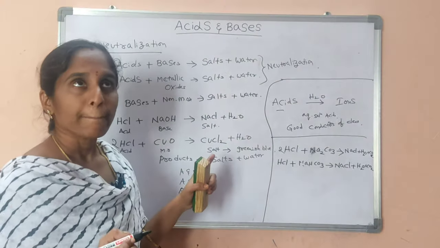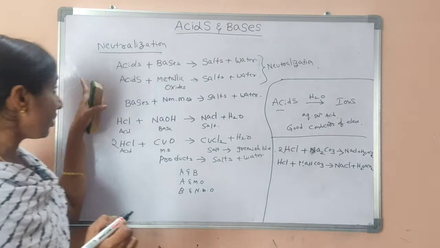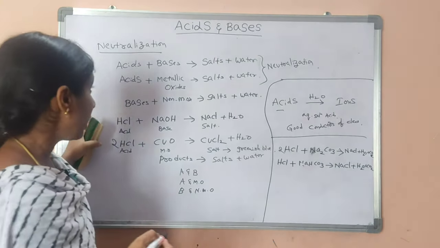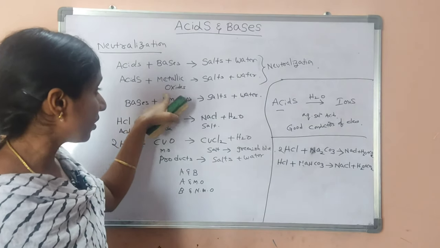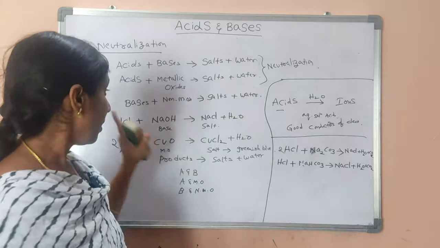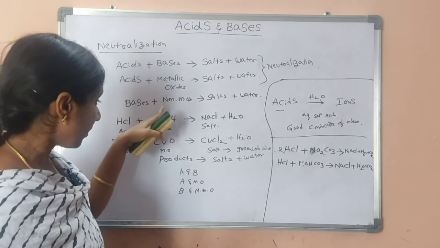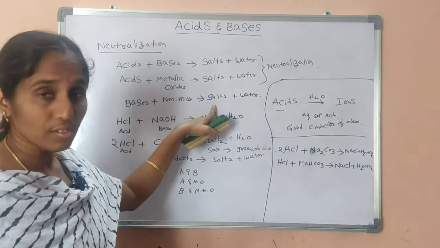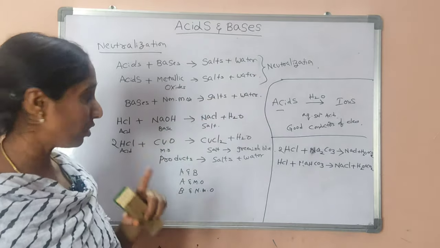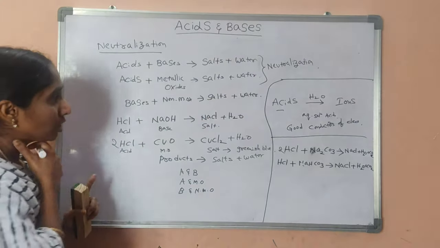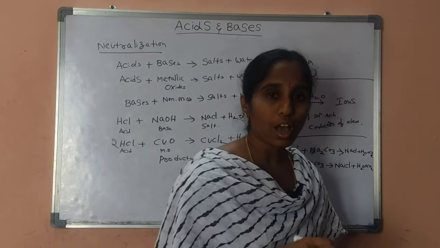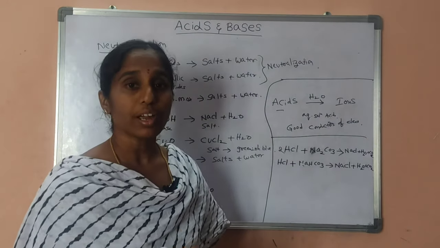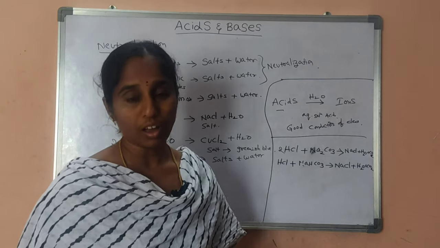Next property is neutralization. Acids react with bases and metallic oxides to produce salt and water. Bases react with acids and non-metallic oxides to produce salts and water. This is a neutralization reaction. Okay. Acids dissolve in water to produce the ions. So, acids are good conductors of electricity because they produce the ions.